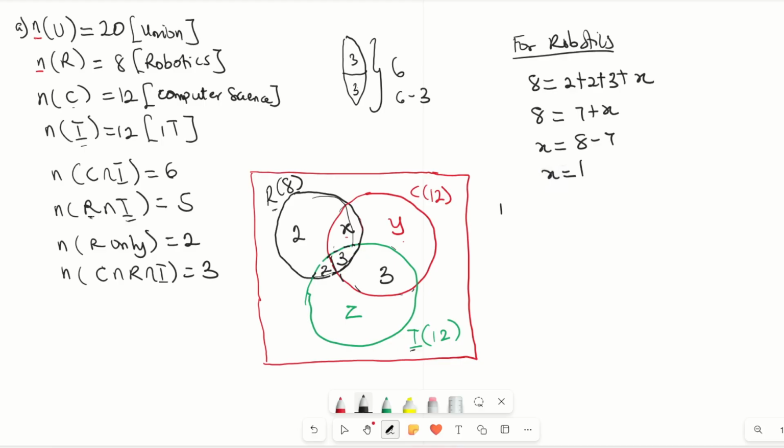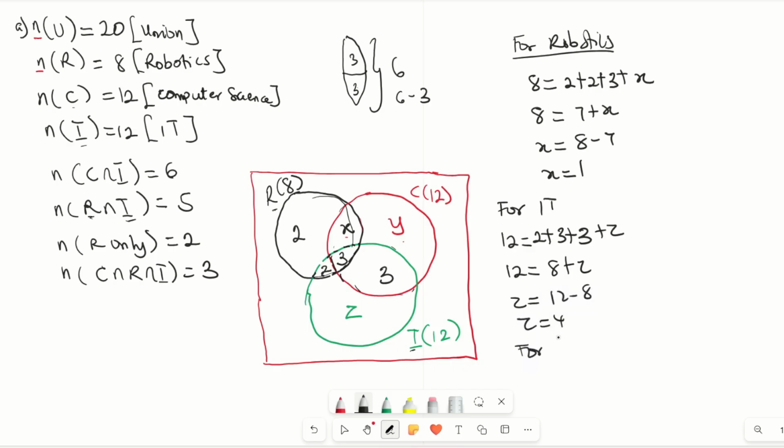Then we can also consider for IT, right? So for IT, we have 12 is equal to 2 plus 3 plus 3 plus z. So we have 12 is equal to 8 plus z. Then z is equal to 12 minus 8. So z is equal to 4, right?